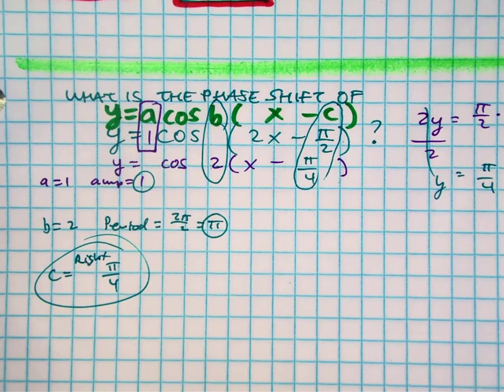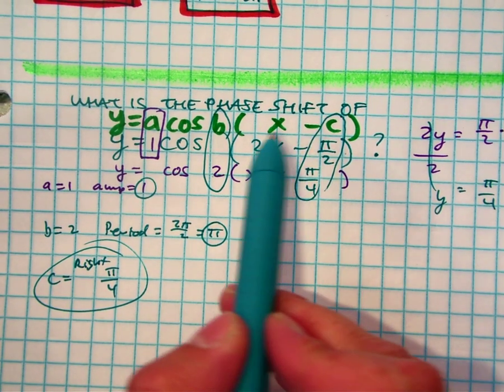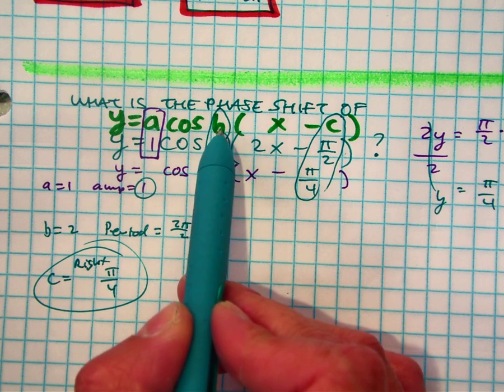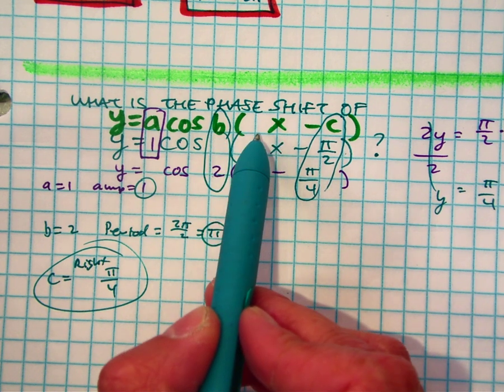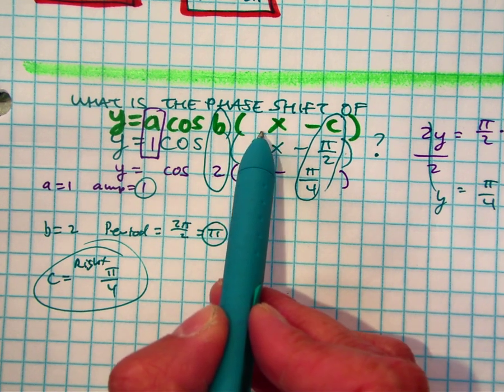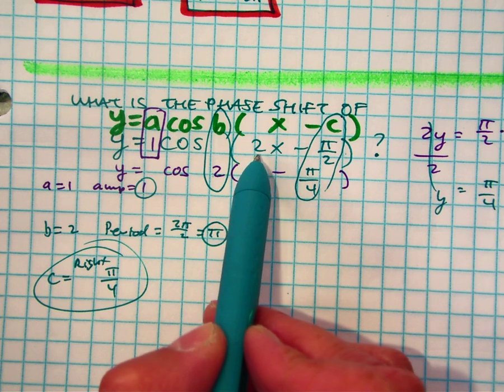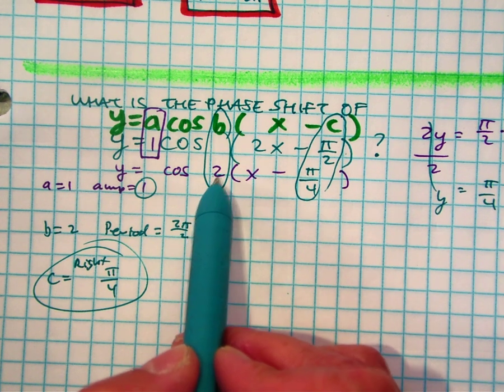So in this problem, what made this problem different is that you have to pay attention. The b value is on the outside of the parentheses. There should be nothing in front of the x. To get rid of that little 2 there, I'm just factoring it out, and check your answer by multiplying.